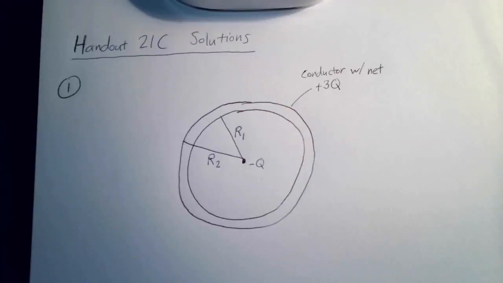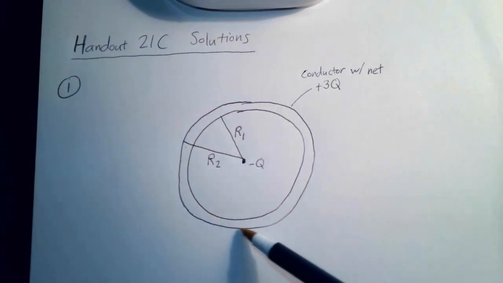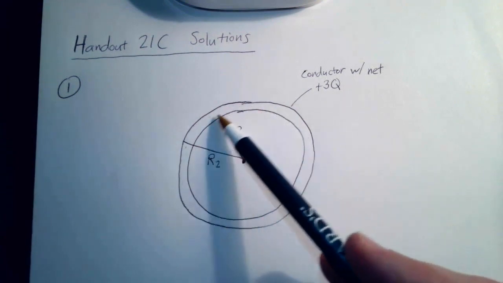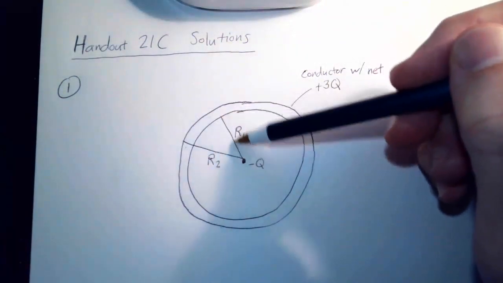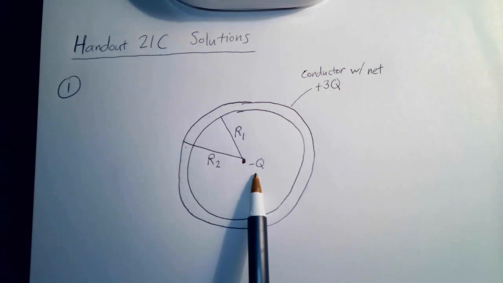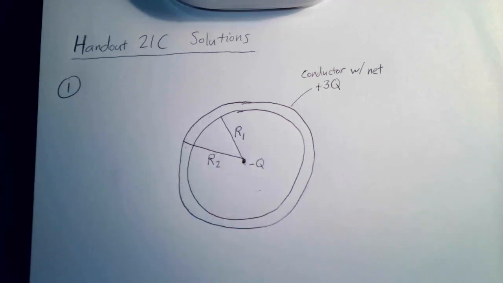Okay, in this lecture, I'm going to go over the solutions to Handout 21C. So in question number one, we have a spherical shell that is a conductor with a net charge of plus 3Q on it. And this shell has an inner radius of R1 and an outer radius of R2. And there's a charge negative Q in the center of the hollow portion, in the center of the shell.